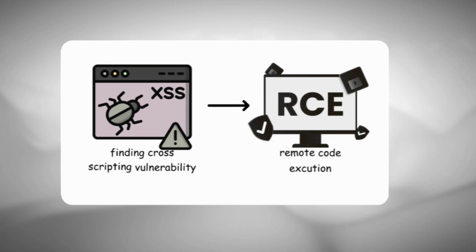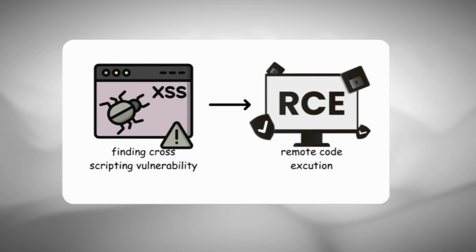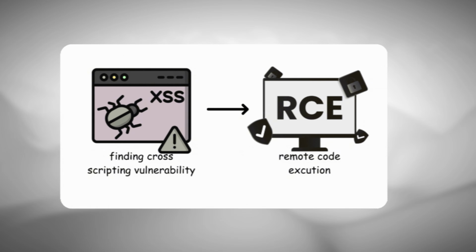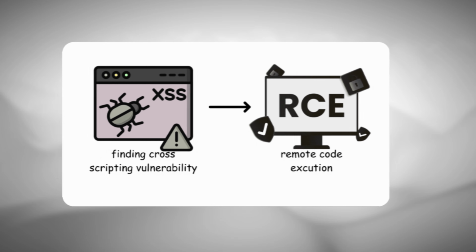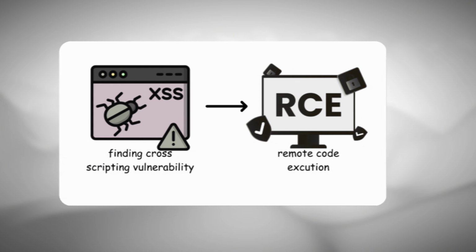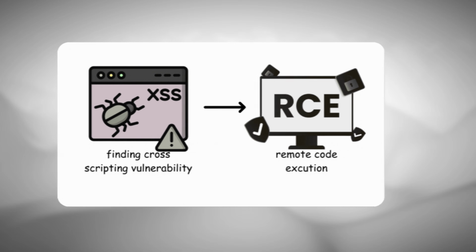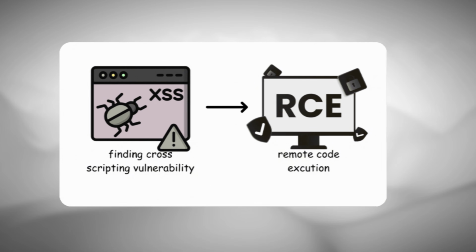So this is in a way how you can find a cross-site scripting vulnerability that can eventually lead you to remote code execution, right? There are also some ways through which you can get cross-site scripting. For example, I have also created this one video where we can get a remote code execution or a local file inclusion vulnerability through XSS. We can go ahead and check it out if you want.